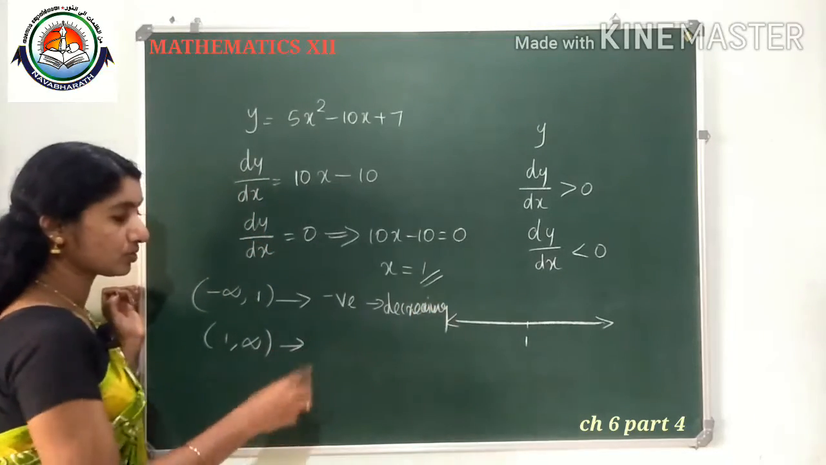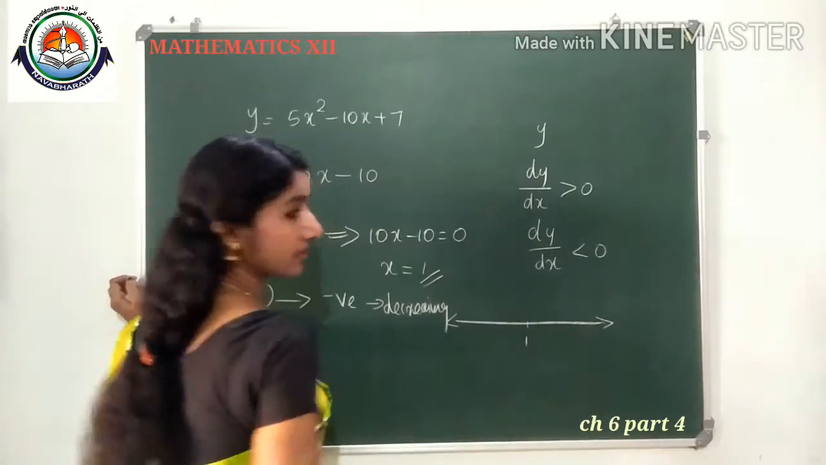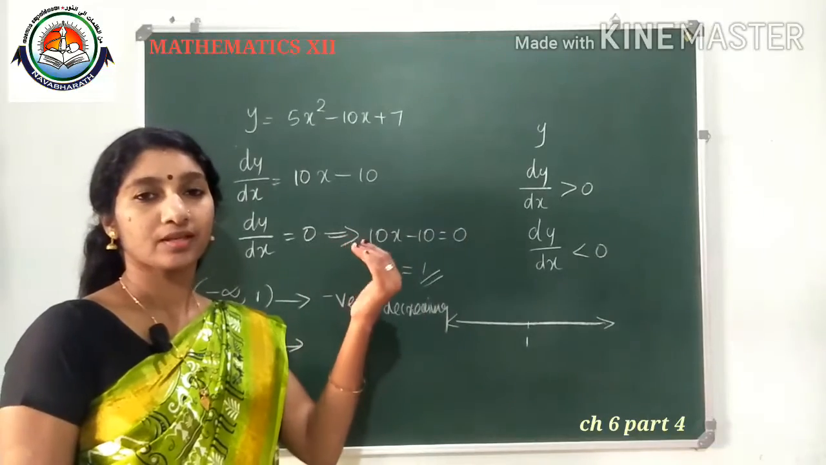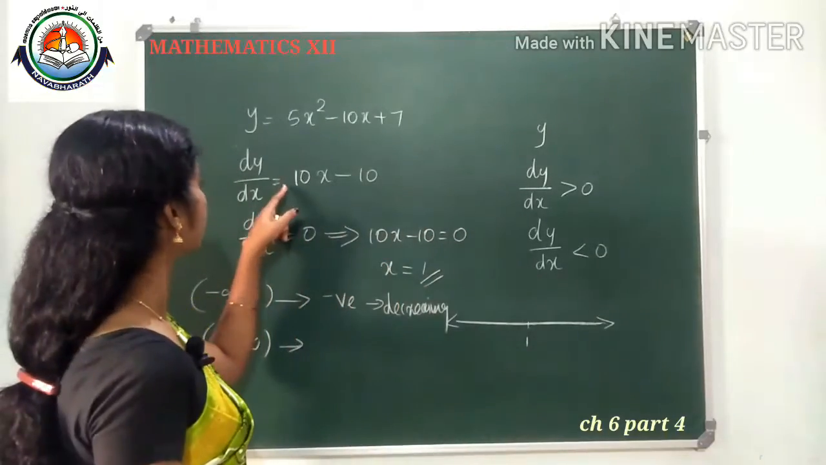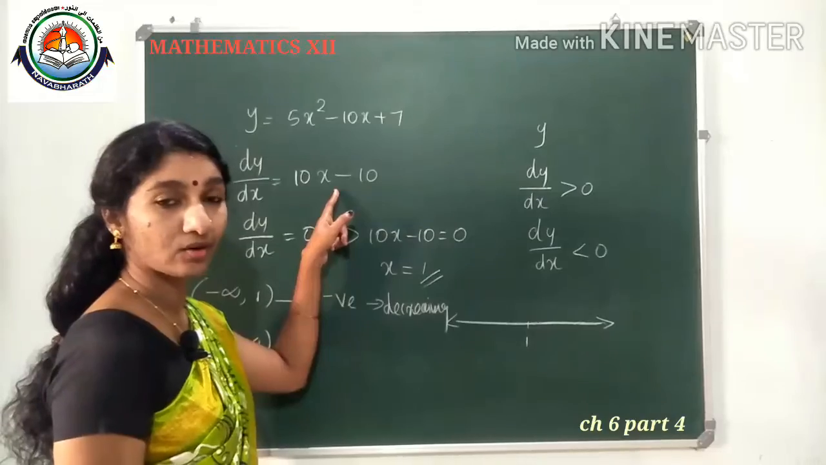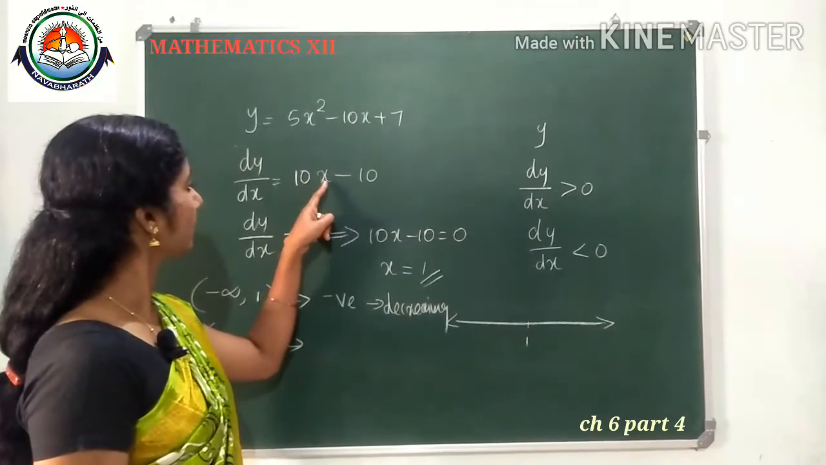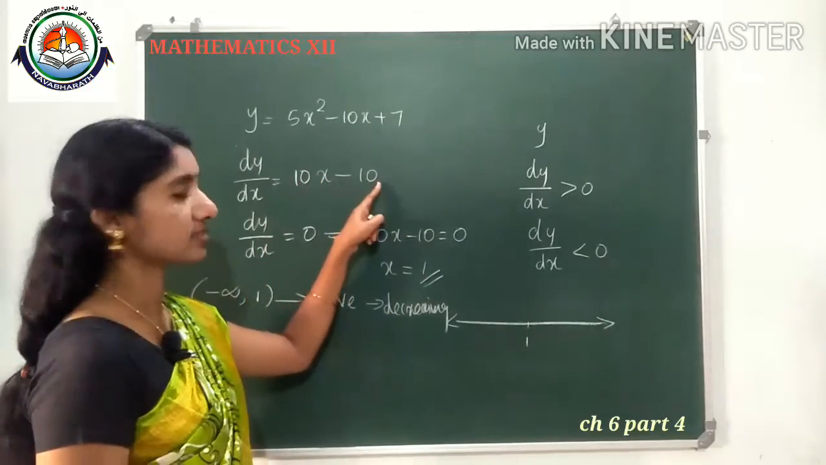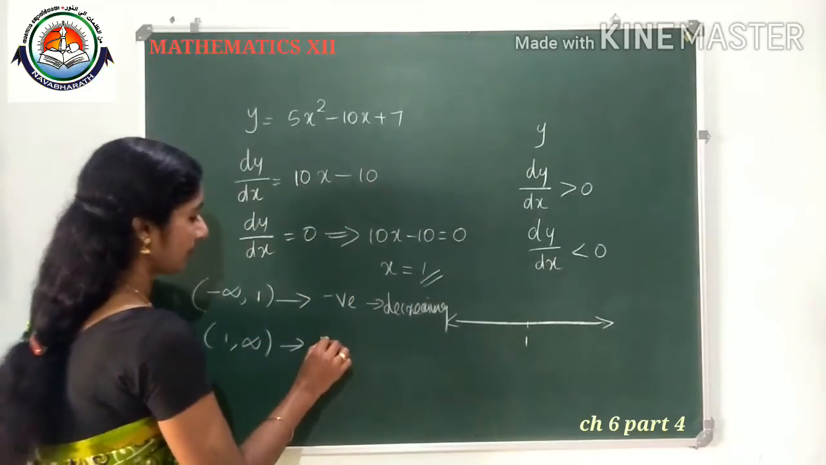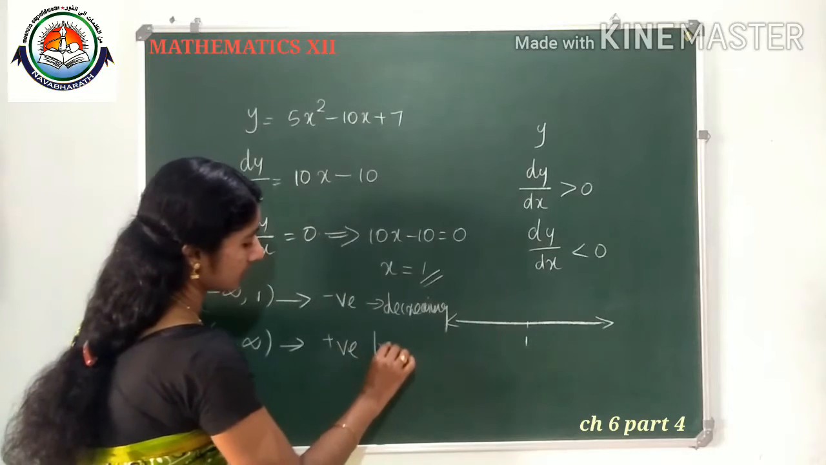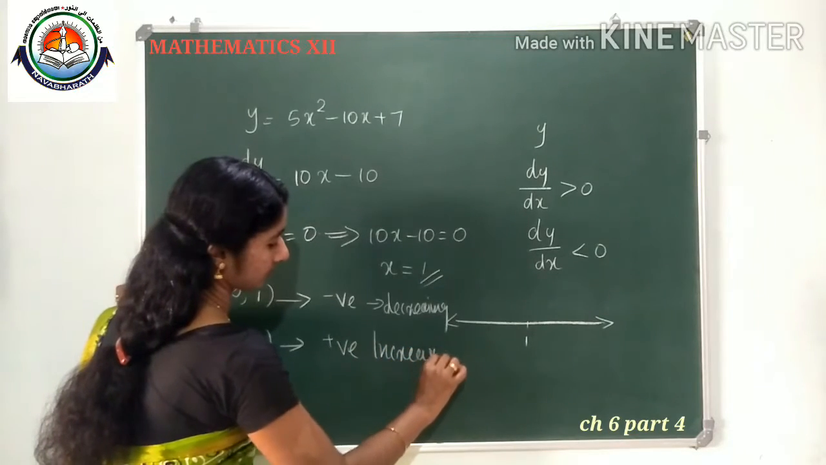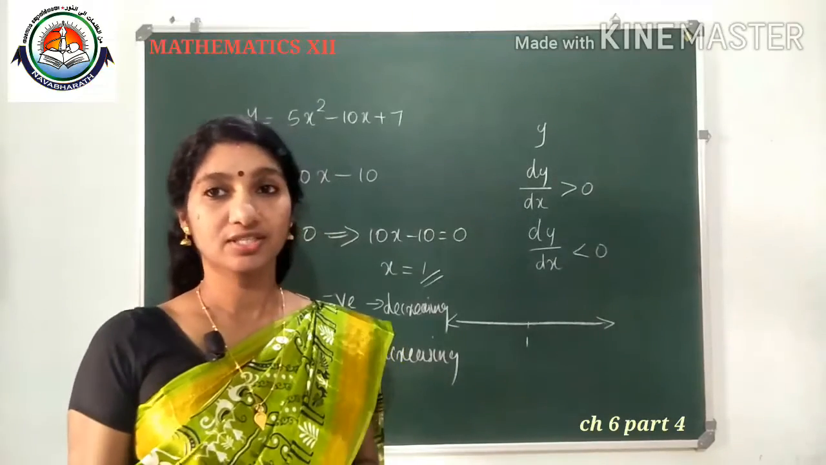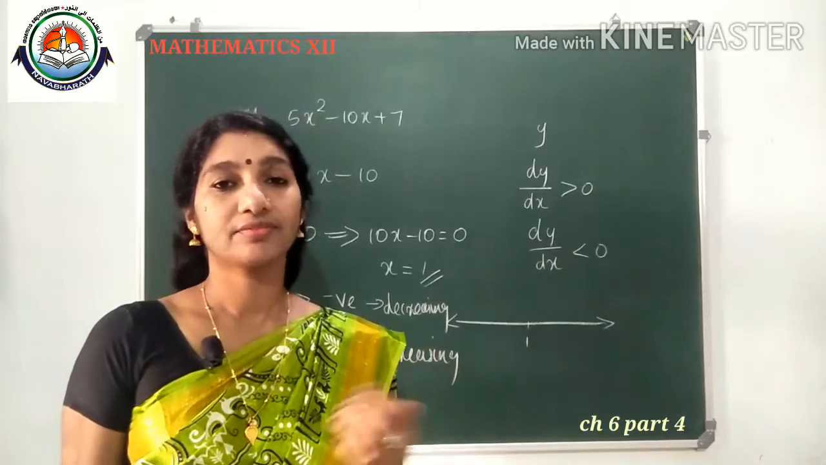And what about 1 to infinity? When you take a value after 1, any real number, and substitute it in dy by dx, what will be the sign? Suppose you take 2, after 1. 10 into 2, 20 minus 10, we get positive. So it is an increasing function. Like this, we can find in which intervals the function is increasing and in which it is decreasing.